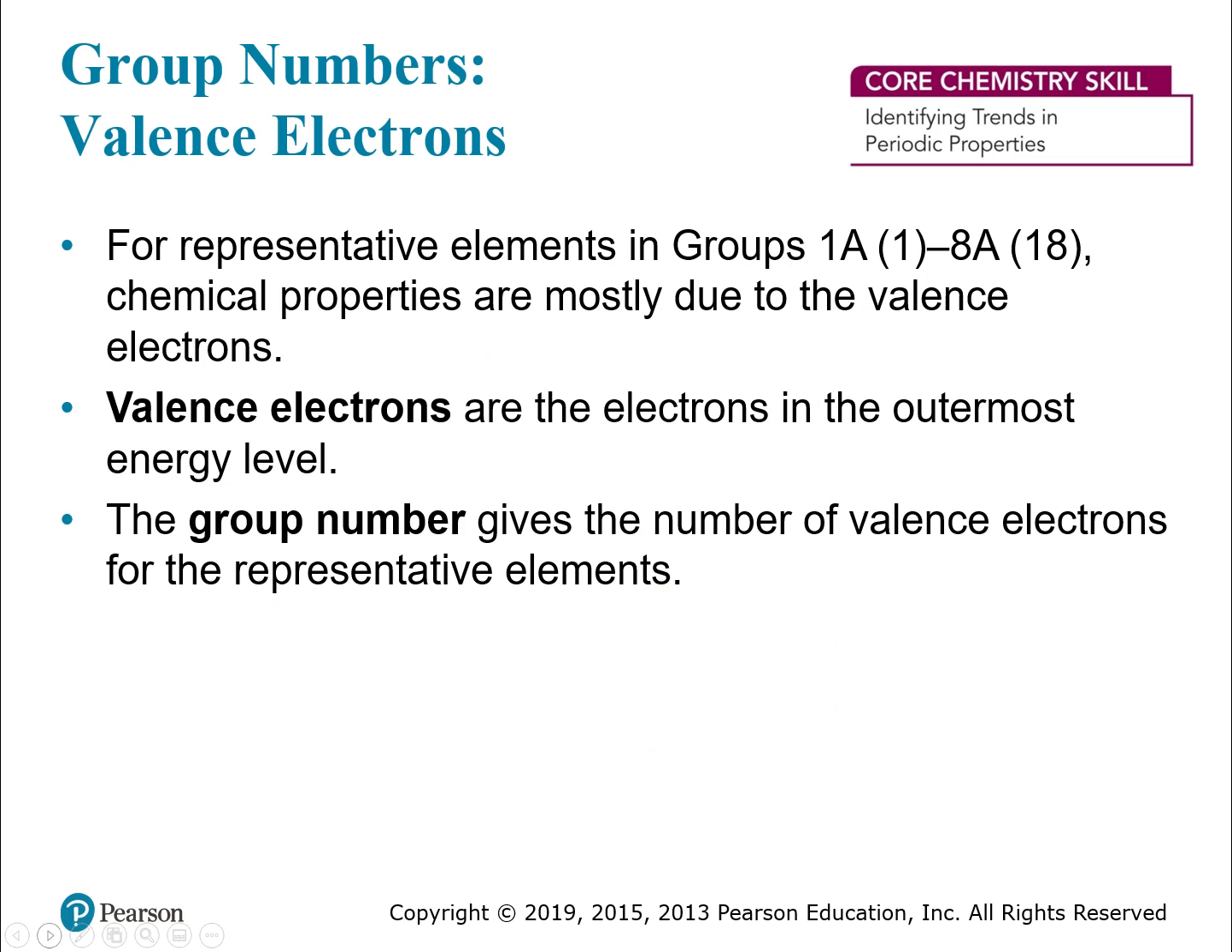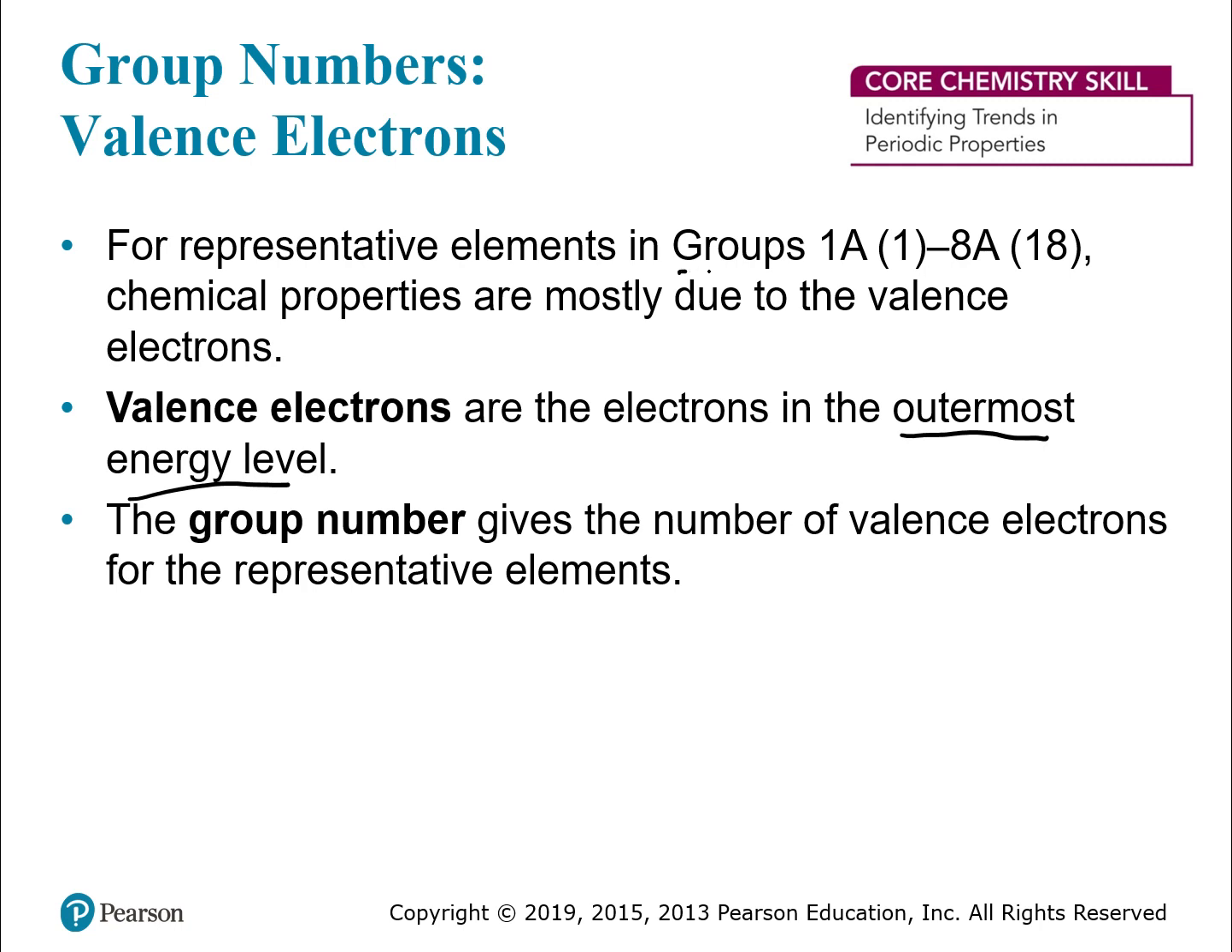So the first one that we're going to cover, it's not 100% a trend per se, but it is information that you can glean from the periodic table. We're going to talk about valence electrons. Valence electrons are in the outermost energy level. So from what we were doing before, we had 4s2. That is the outermost energy level. So those would be valence electrons. Those are the ones that are involved in chemistry.